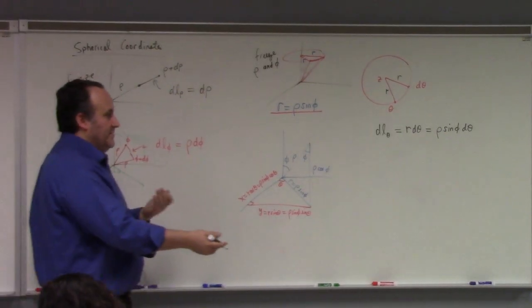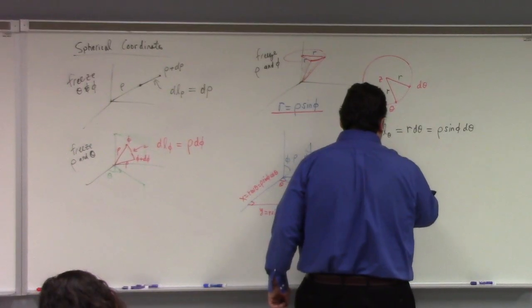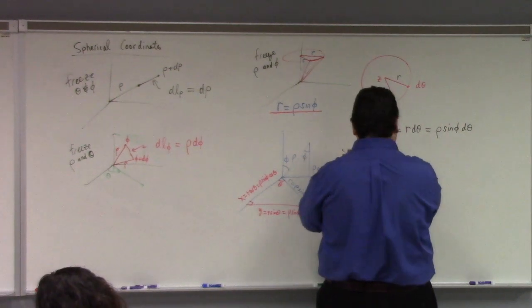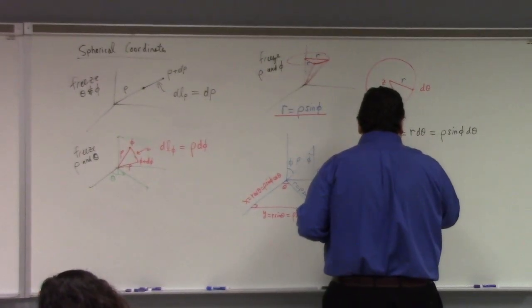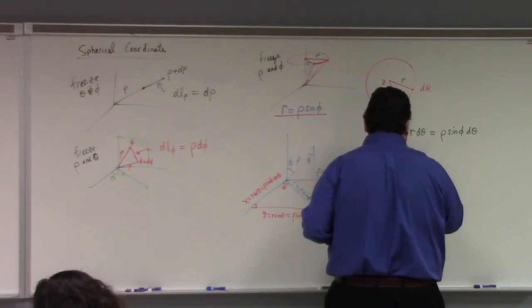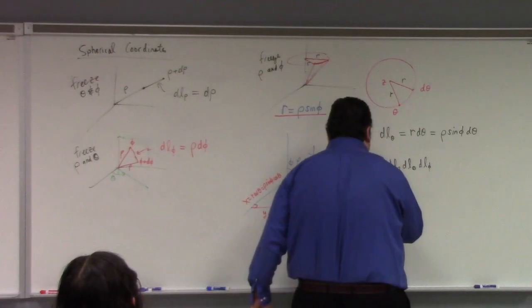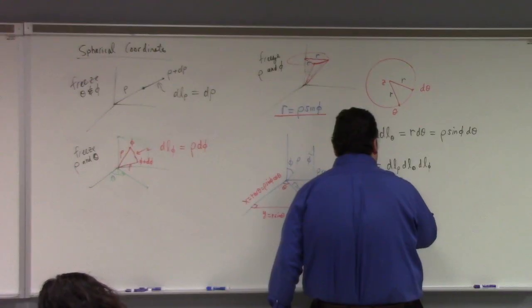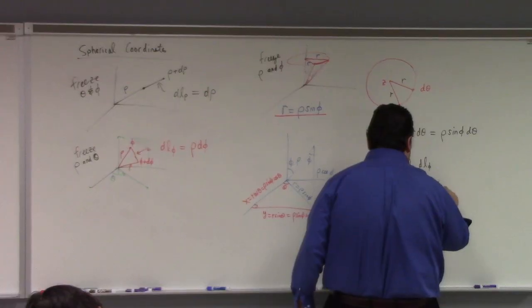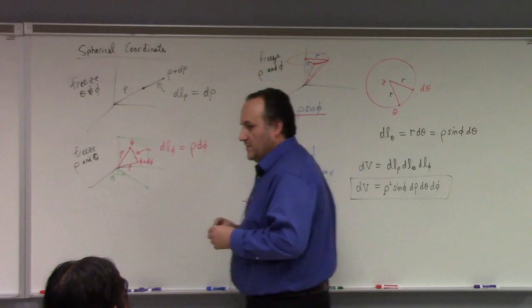To find dv, we simply multiply these. This is the geometric method. Again, it presupposes that these coordinate systems meet at perpendicular right angles. Otherwise, you'd have to think through the parallelepiped thing. So what we got is rho squared sine phi d rho d theta d phi. And that's your formula for the infinitesimal volume in spherical coordinates.